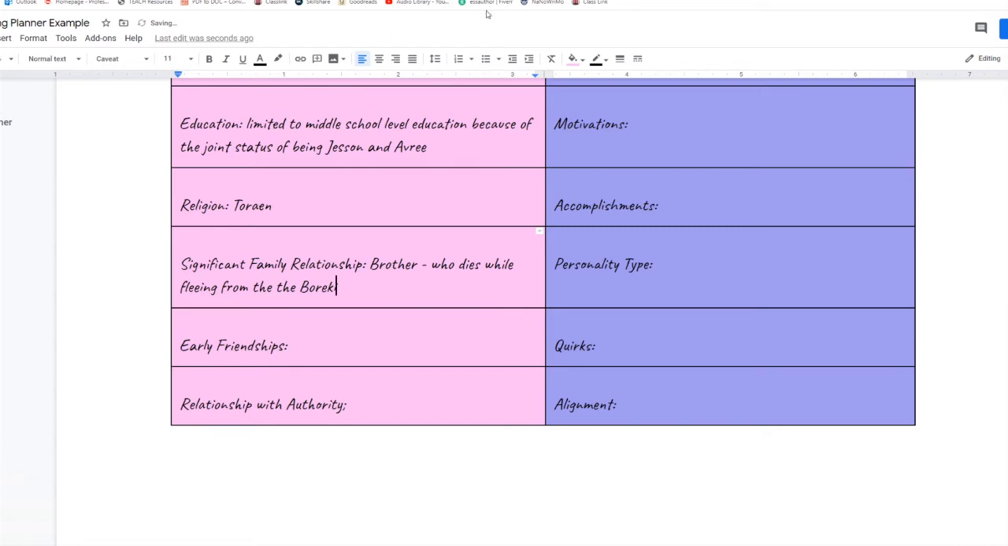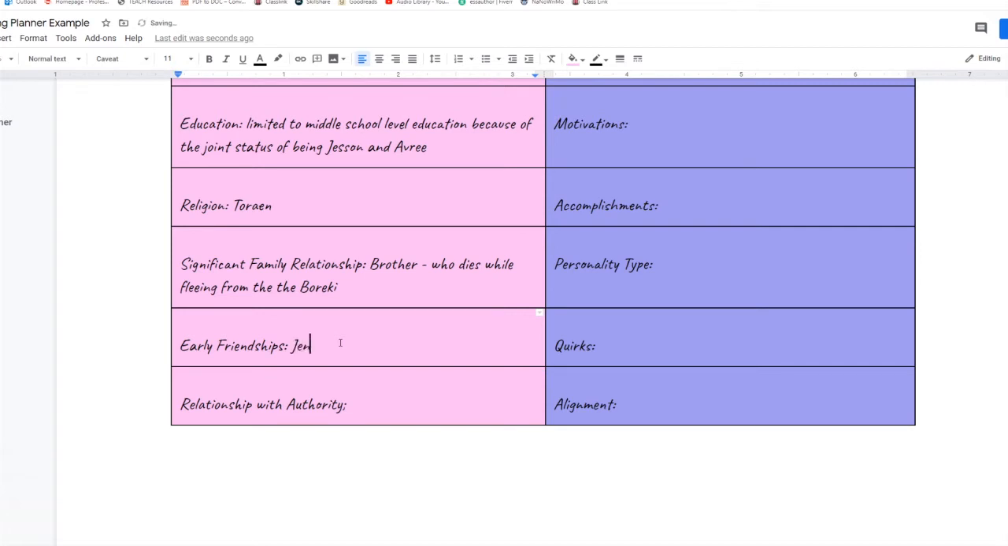So yeah, that would be pretty significant. The next category is early friendships. The reason why early friendships are important is because it relates to the type of people who they are going to be attracted to throughout their life. Not necessarily romantically attracted, but like who they like to be around and who they don't like to be around. And often our early friendships are very formational for us, so it can be a really important thing to consider when you are making your character.